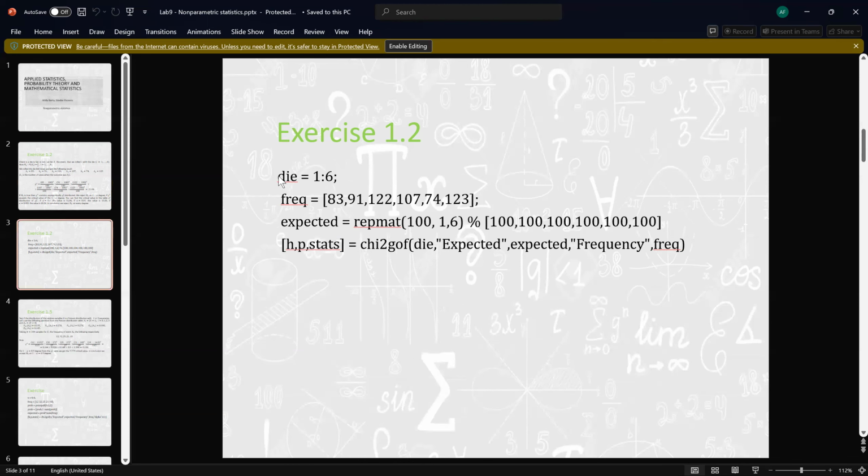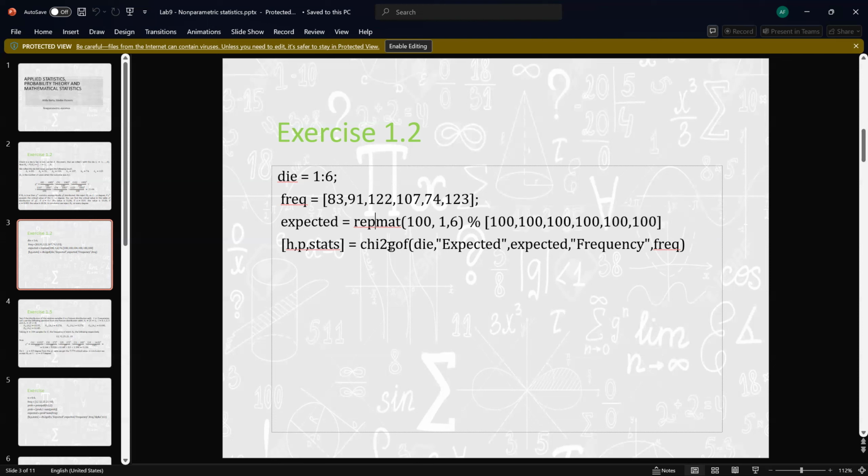You can see here, the possible values of the dice are 1 to 6, which in MATLAB just means the vector 1, 2, 3, 4, 5, 6. Frequency is a very commonly used word. Frequency just means the real outcome. When you do it in real life, what do you get? That is the frequency. For expected, they are using repmat, which basically repeats this value 6 times. Well, no, this is the dimensions. They said that they want a 1x6 vector, so 1 row, 6 columns, and they want to repeat 100. I'll show you. You can just literally write this. You don't need to do all that fancy stuff.